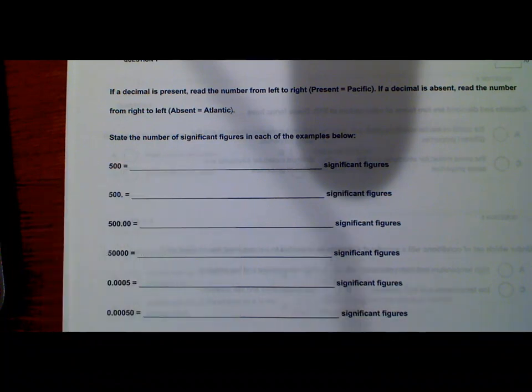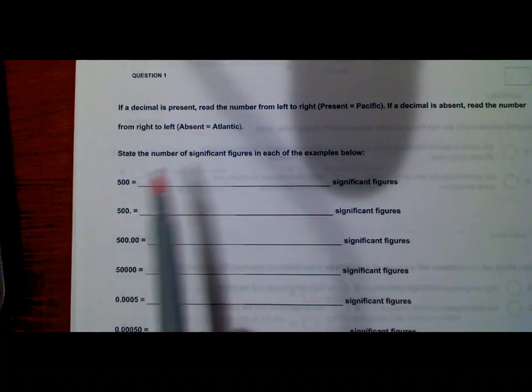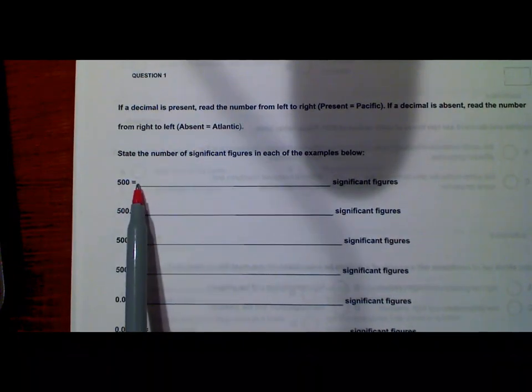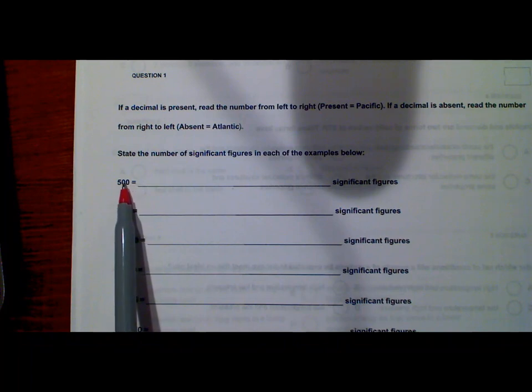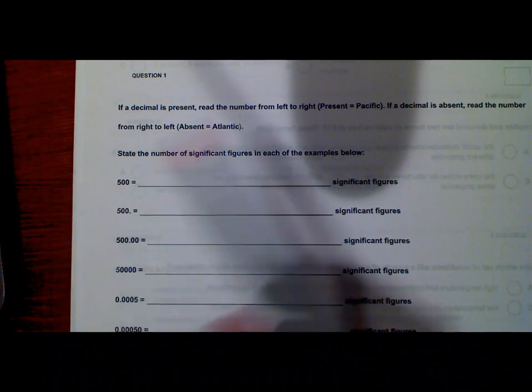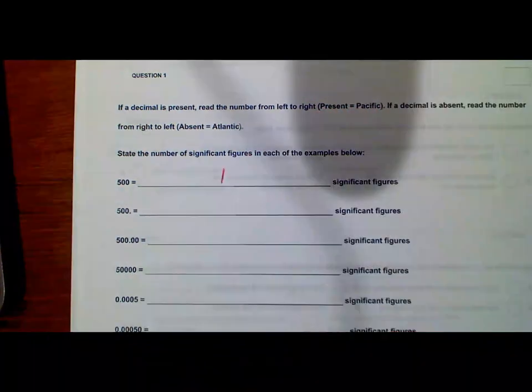We ignore any number that is a zero until we find a non-zero digit, and then we count that and everything after that. So in the first number, I see no decimal; it's absent. We read from the Atlantic side, from the right. I see a 0 and a 0. I ignore them. And now I finally see a non-zero digit. That's the 5, and that's the one that's important. So one sig fig here. If there were any numbers before the 5, they would also count.